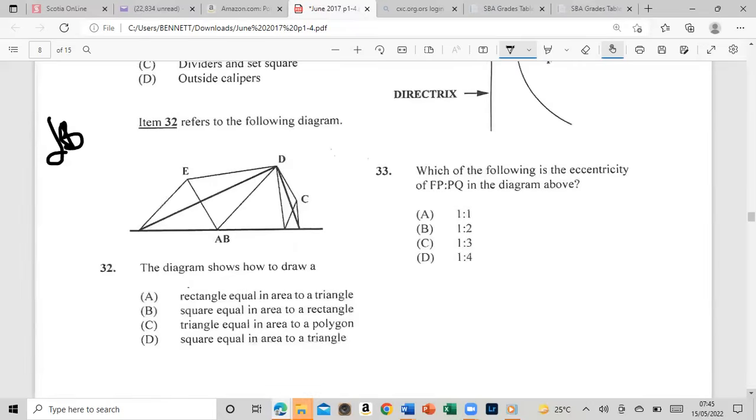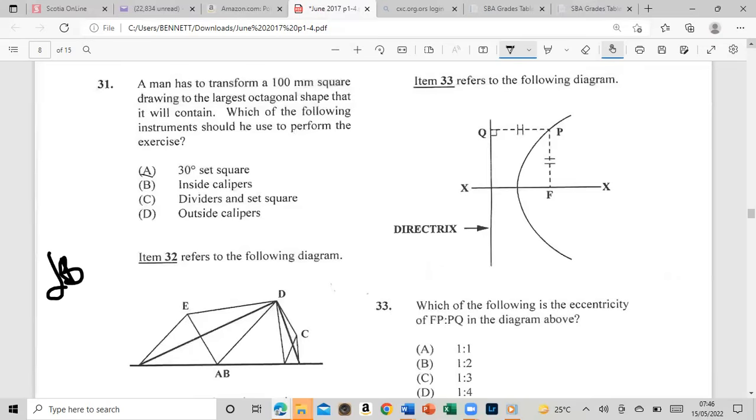32. Item refers to the following diagram. The diagram shows how to draw A, a rectangle equal in area to a triangle, B, a square equal in area to a rectangle, C, a triangle equal in area to a polygon, or D, a square equal in area to a triangle? And that's a triangle equal in area to a polygon. So 32 is C. Let's move on to 33.